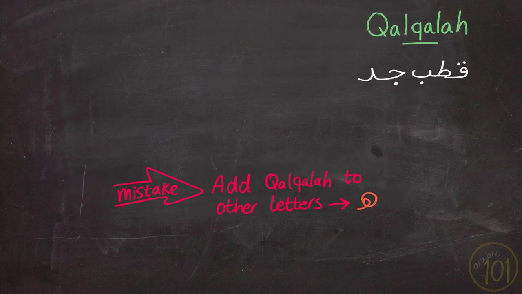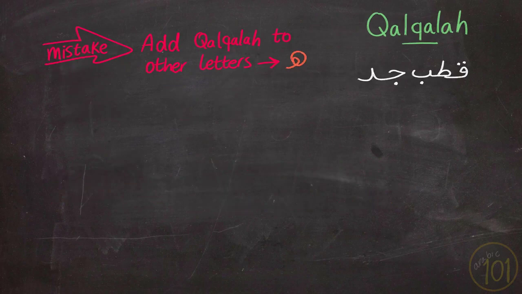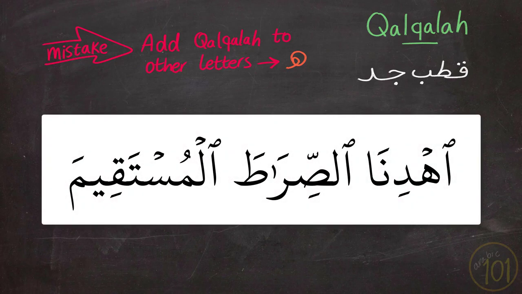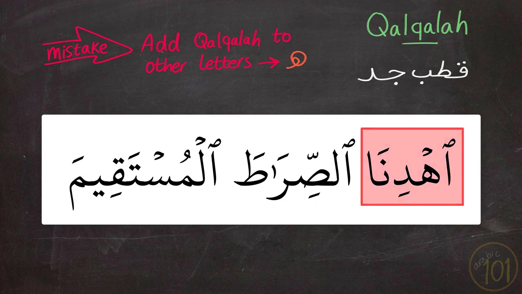The first example will highlight how adding Qalqalah to the letter Ha will sound like and how it should properly be pronounced. First, I will show the mistake and will let you hear what it sounds like so that you can recognize it if you have this problem, and afterwards I will show you how you can correct it and how it sounds like.